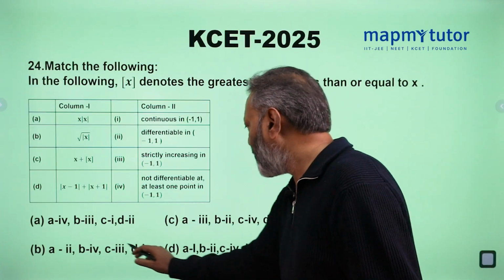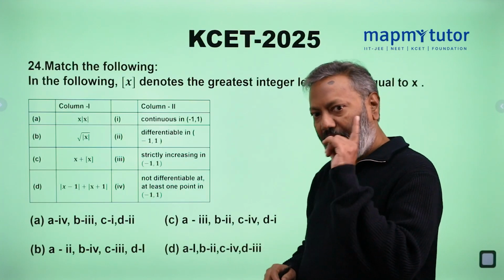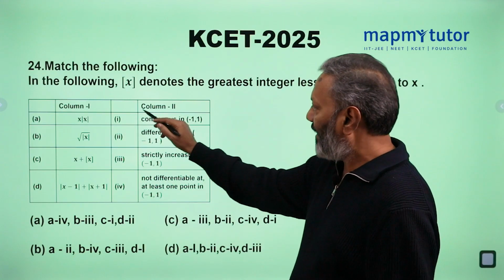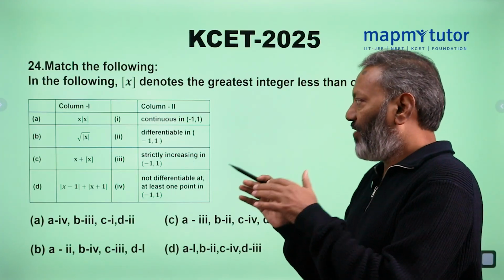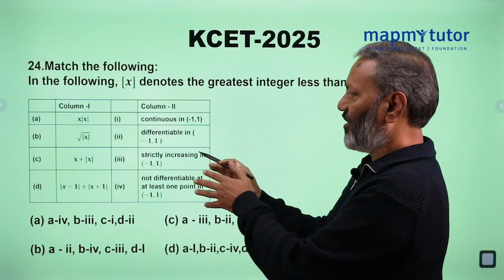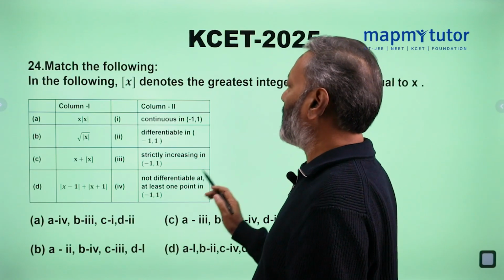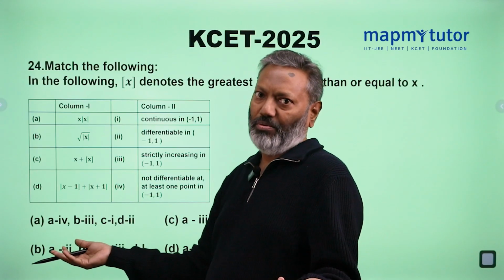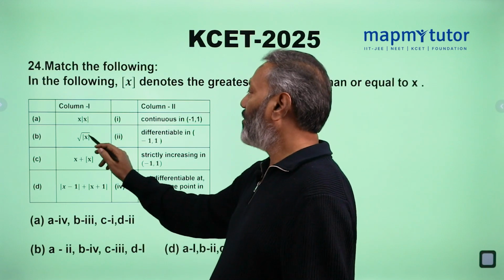And from the options we can easily observe that one function is matched with only one entry in column 2. That's why it is easy. So once you find one match with one function, job is done. See, I'll take the very easy functions first. Root of mod x.